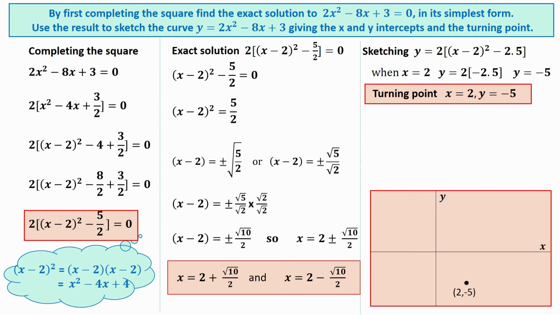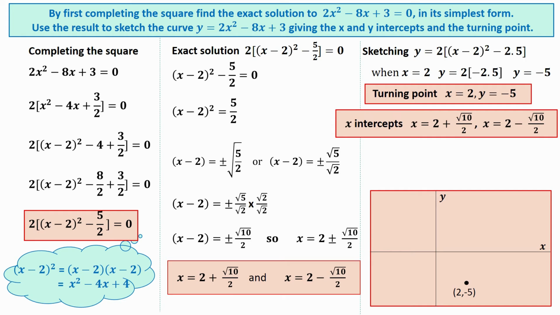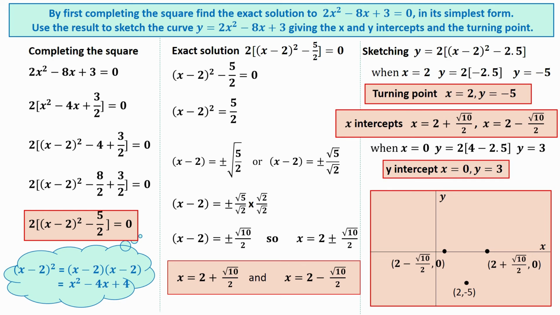Plotting the turning point. The x-intercepts are when y equals 0, given by the exact solution previously calculated. And these are plotted using estimation to find an approximate position. The y-intercept occurs when x equals 0, which is substituted in the completed square form of the equation, giving y equals 3. So the y-intercept is when x equals 0, y equals 3, which is plotted, and the curve drawn. Completed by labelling the sketch.